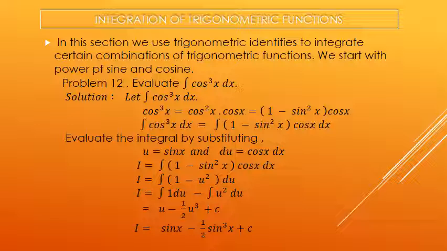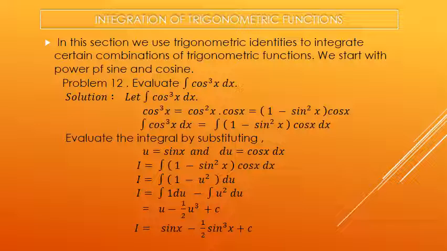Here we have problem number 12. Evaluate the integral of cos cube x dx. Here we have the solution. Let the integral of cos cube x dx. When we break cos cube x into cos square x times cos x, we know from trigonometric identities that cos squared x equals 1 minus sine squared x. So we put 1 minus sine squared x times cos x.